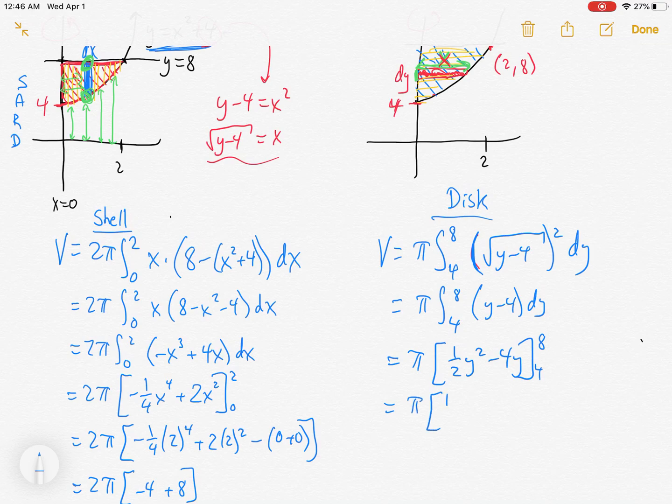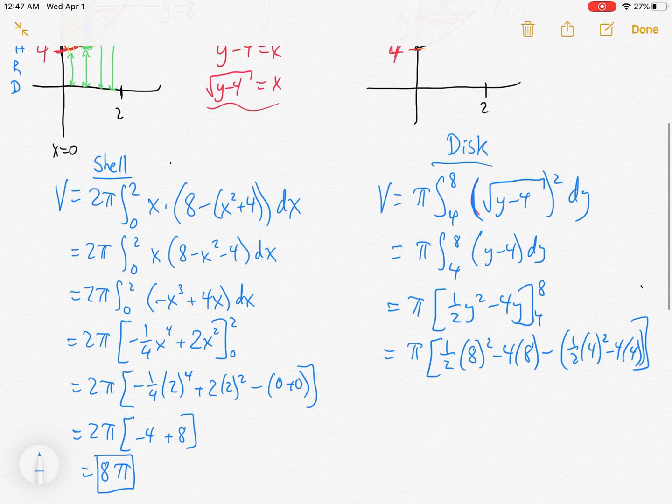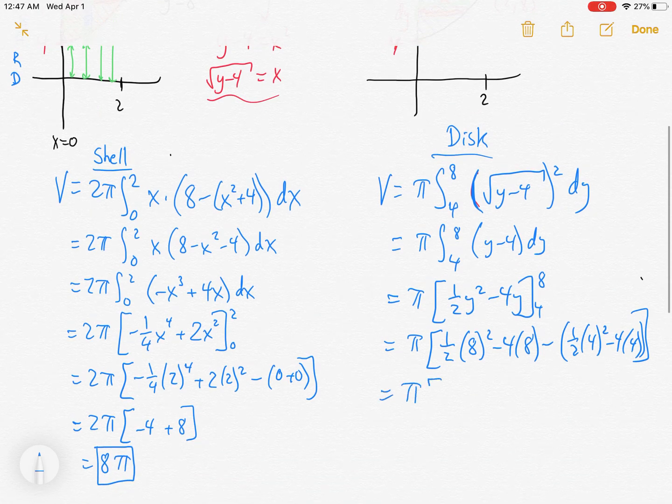Now we are going to have to plug all of these in. So 8 squared minus 4 times 8. Be careful with these parentheses. 1/2 4 squared minus 4 times 4. So let's see what we get. That becomes 32. That's 32. That's weird. Okay. This becomes 16. 8. Yes, this is going to work. 8 minus 16. That's -8, but there's a negative there. Those cancel, and so this becomes 8 pi.